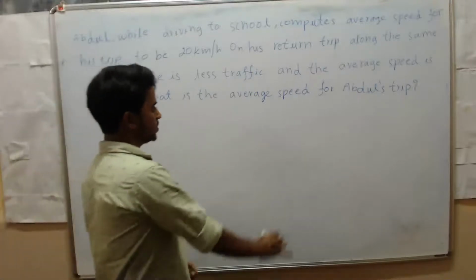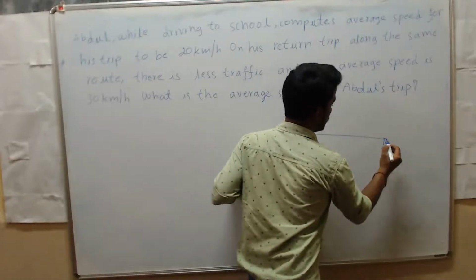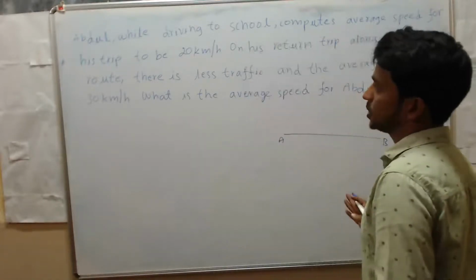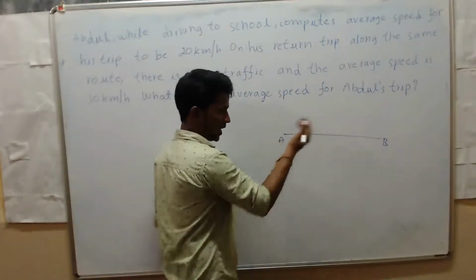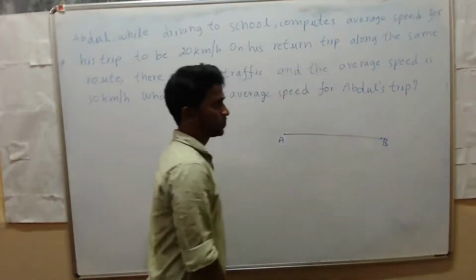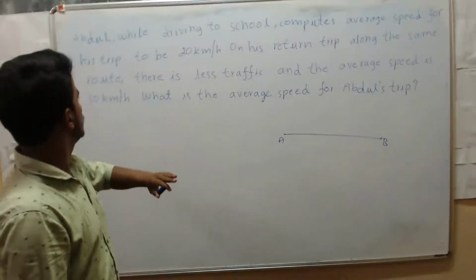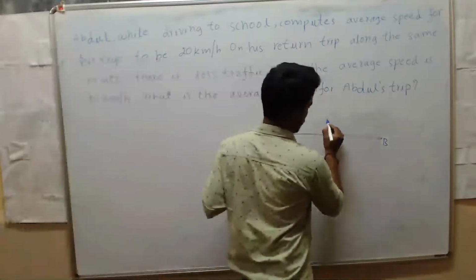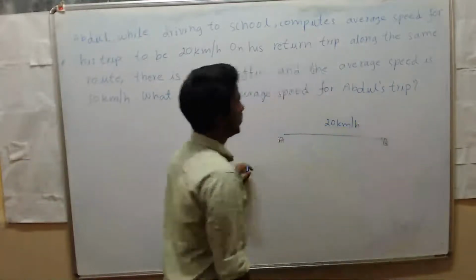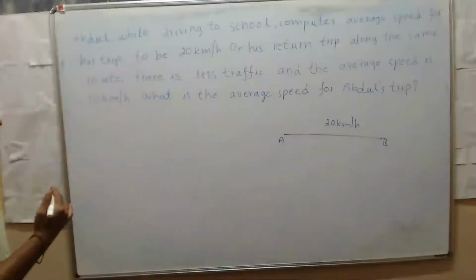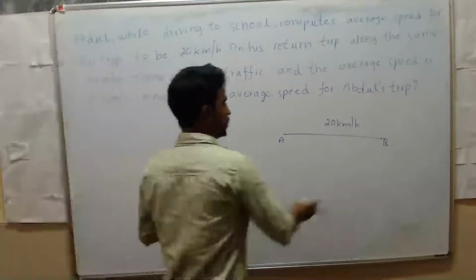Okay, so now draw a rough diagram. Say this is point A and this is point B. You will travel from home to school, right? So I take his home at position A and his school at position B. He will travel with an average speed from A to B, that is 20 kilometer per hour. Then while coming, he will return along the same route from B to A.